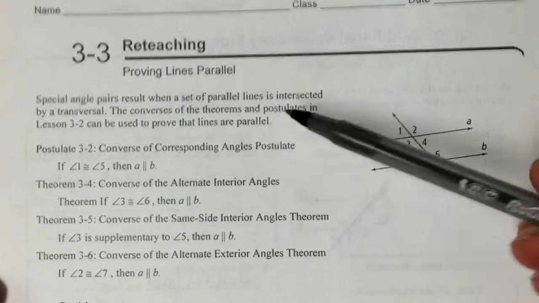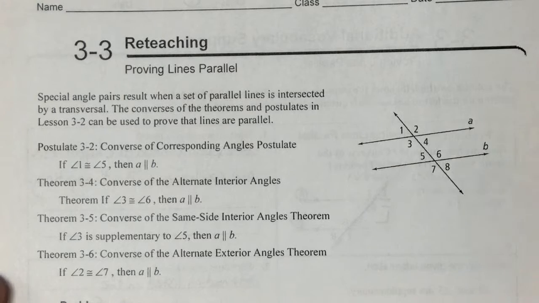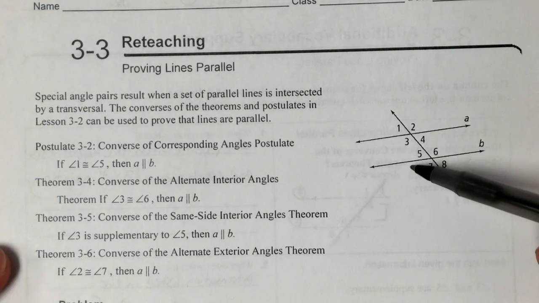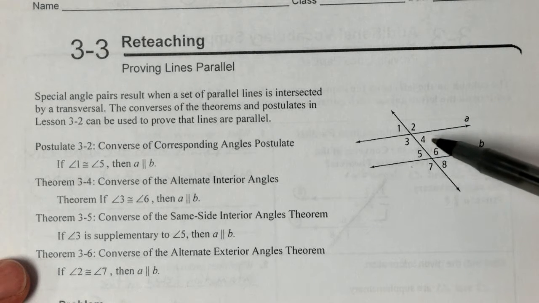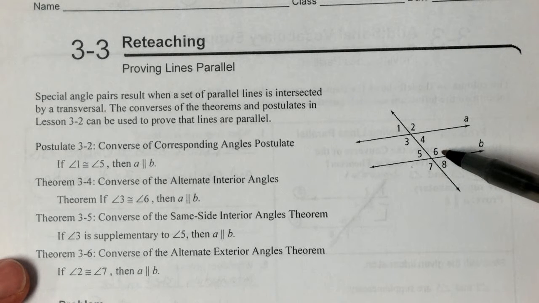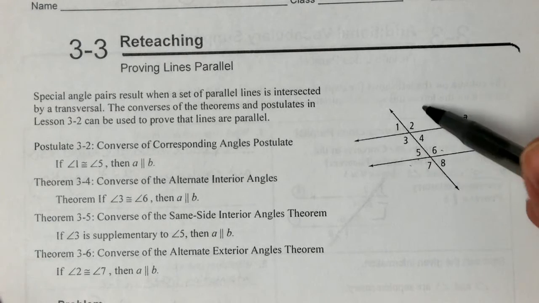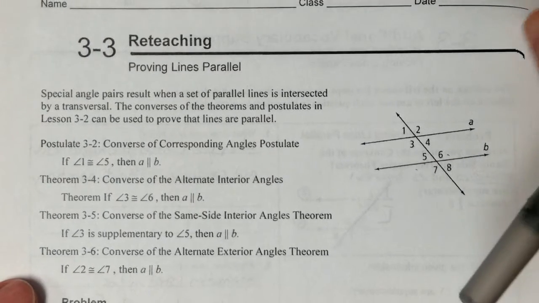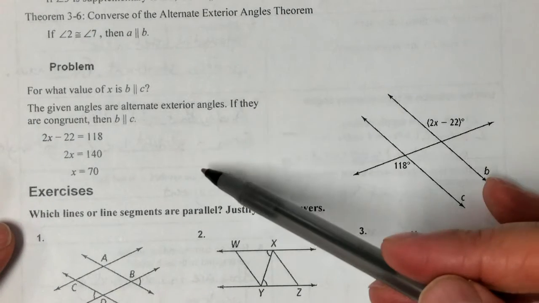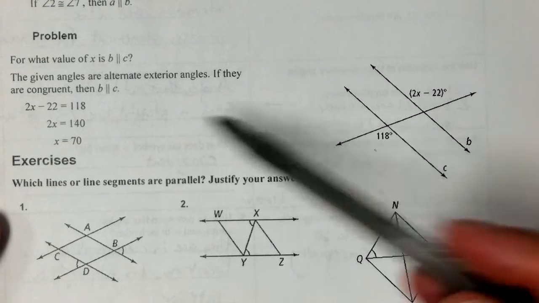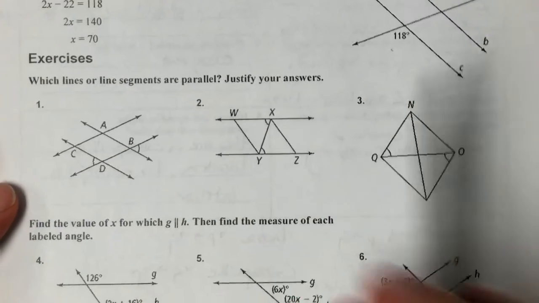Okay. So now that we're done with that, here's the reteaching. And there's your first parts, which you can look at with your types of angles. Like 1 and 5 are corresponding. 3 and 6, alternate interior. 3 and 5, same side interior. And 2 and 7, alternate exterior. And here's a sample problem, which is using alternate exterior and setting it equal and solving.